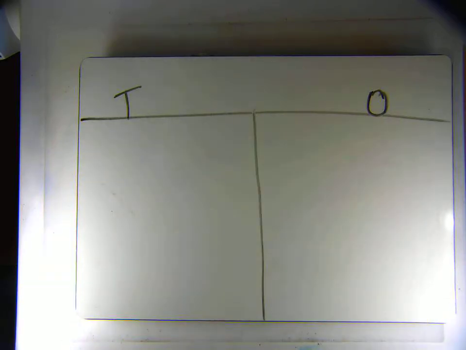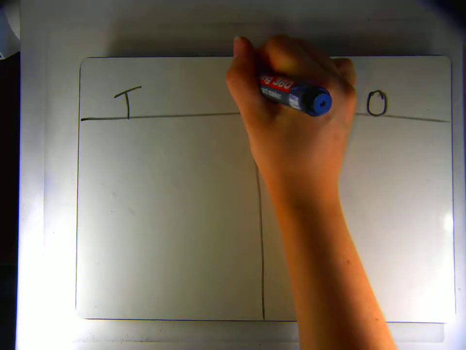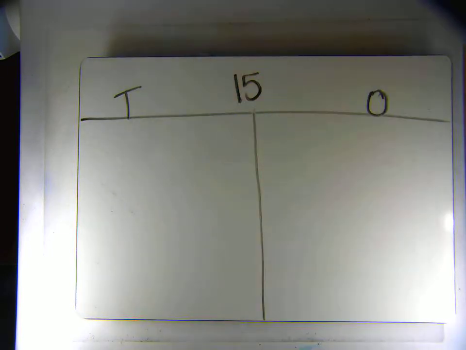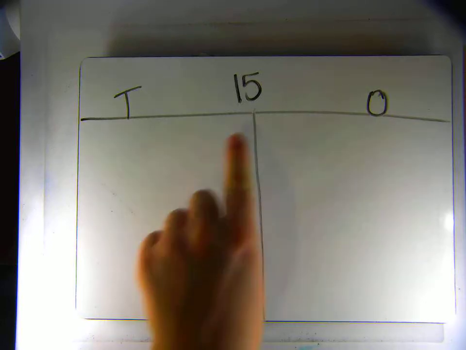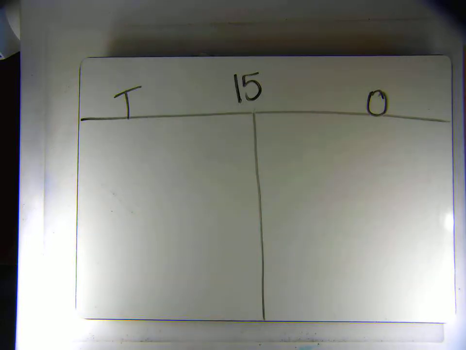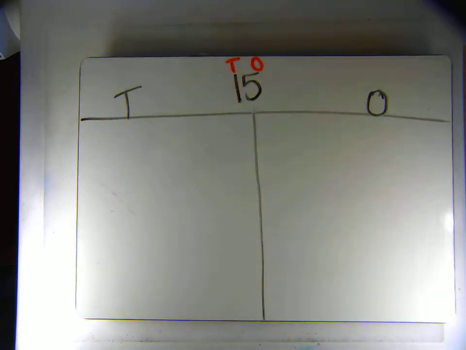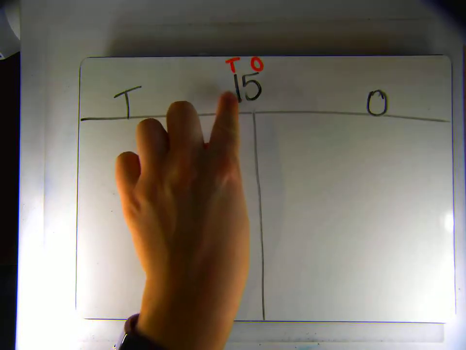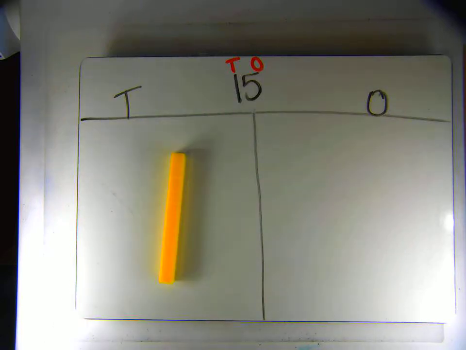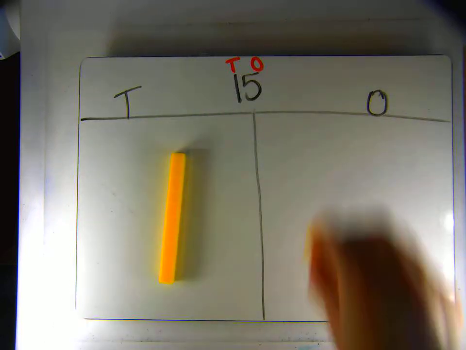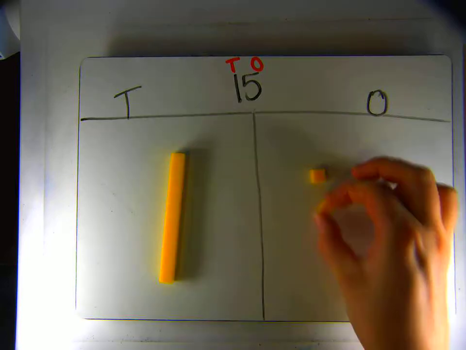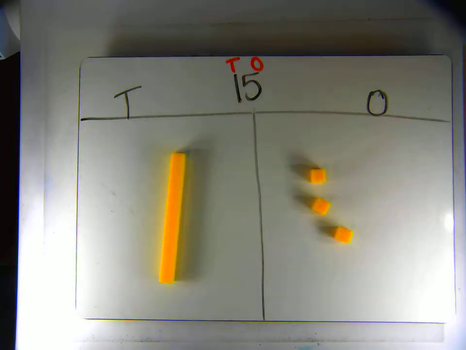So if I was to represent the number 15, now I know that 15, looking at it, if I pop my tens and ones column on top there, it has got 1 ten because there is a 1 underneath the tens column, and it has got 5 ones. So I'm just going to go 1, 2, 3, 4 and 5.